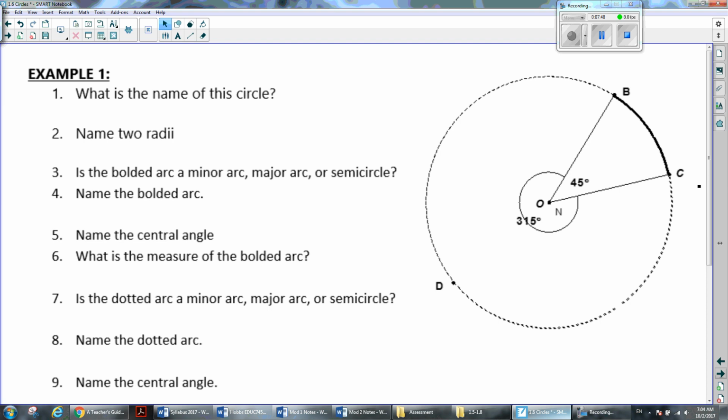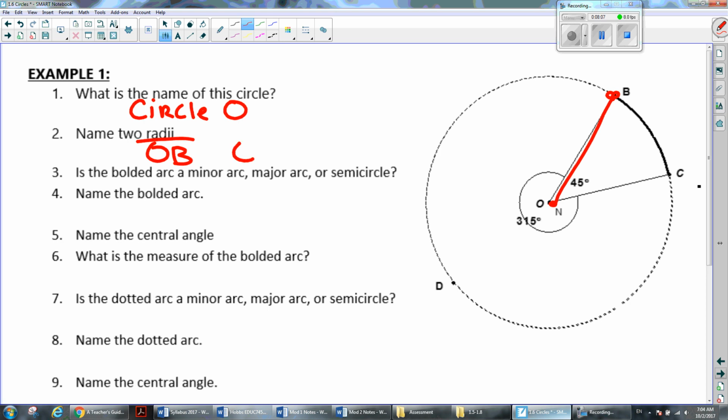Okay, so here's example 1. What is the name of this circle? If we look at the center, that's called point O, so we'd call it circle O. Name 2 radii. Those are segments going from the center to a point on the circle. We've got OB as one. We have segment OC as one.